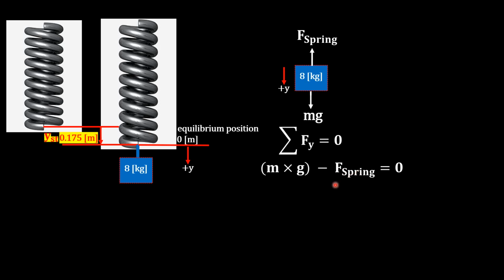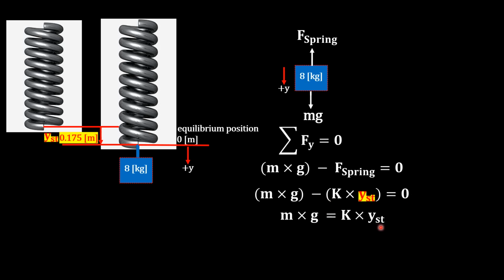So what is the force of the spring? The force of the spring is the spring constant, or the spring stiffness, times how much the spring got stretched. So we have mass times gravity minus the spring constant, or spring stiffness, times y stretch. That is how much the spring got stretched due to the attached block of 8 kilogram, equal to 0. So next, the mass times gravity, we will move this to the other side of the equation, becoming k times y stretch.